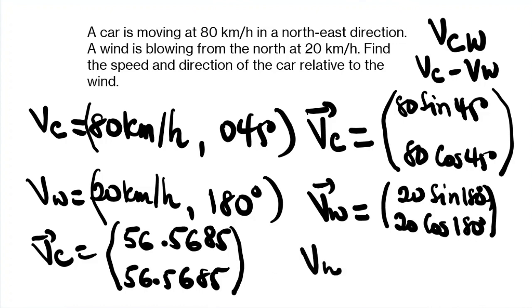Now let me do VW. VW vector: 20 sine 180, right? That will give you 0. 20 cos 180 is minus 20. That's what you get. Just put it in the calculator, then you'll be able to see what I mean, to just confirm what we have. Now let's go to the next page and then continue solving. Keep these values in mind.